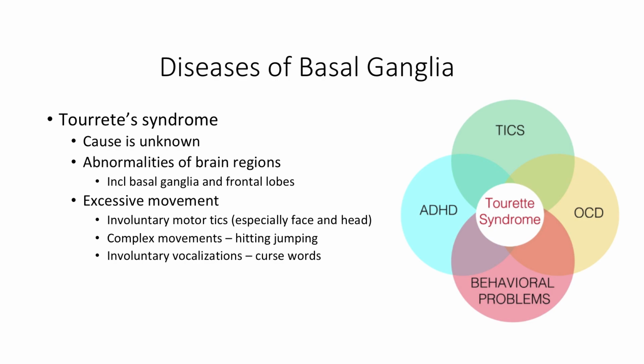So another characteristic of Tourette's syndrome is having involuntary vocalizations. So examples of these are when people say curse words or when they start making animal sounds. And again, this disease is associated with a decrease or cell death in the basal ganglia. So in Tourette's syndrome, you have excessive movement.